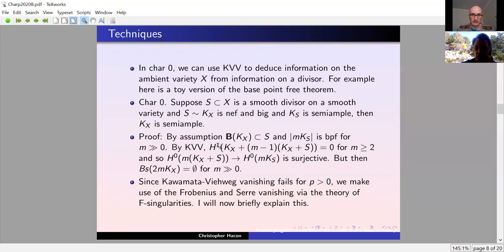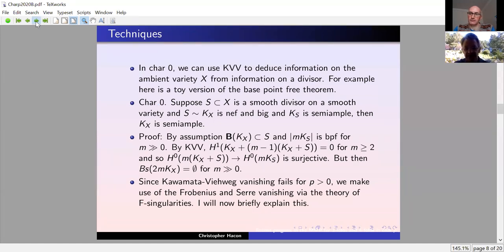Okay, so we're using Kawamata-Viehweg vanishing to show that a map of global sections from the ambient variety to a divisor is surjective. In positive characteristic, we will try to replace Kawamata-Viehweg vanishing by using the Frobenius morphism and Serre vanishing. This is packaged together in the theory of F-singularities, which has by now a fairly long history. I guess it starts with work of Hochster and Huneke, was developed more by Karen Smith and Karl Schwede, come to mind, and others, of course.